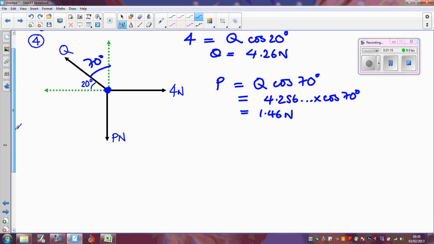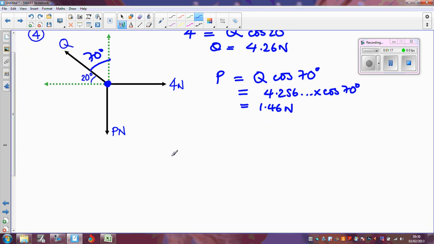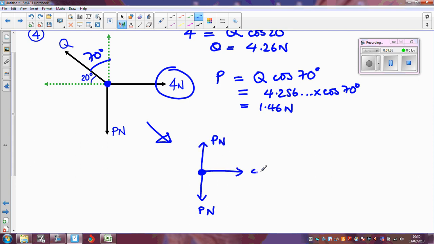What the question now asks you to do is to work out what's going to happen if you remove the 4 Newton force. Now, what we've got to realize here is that because the particle is originally in equilibrium, the whole system is equivalent to having a P Newton force acting downwards, and there must be an equivalent force acting upwards, and a 4 Newton force acting to the right, and again there must be an equivalent force acting to the left. In other words, Q here is exactly the same as a component of P acting upwards and 4 newtons acting to the left.